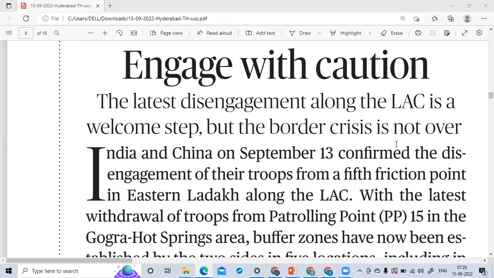Today, I have the Hindu newspaper of September 15th. That is today's Hindu newspaper, and I'm on the editorial column, page number 6. So you're watching the program SHYAM Sir's Vocabulary, where I will be discussing some important vocabulary which have appeared in the articles. Remember, I'm not going to explain the content of the article. I'll be only focusing on the vocabulary.